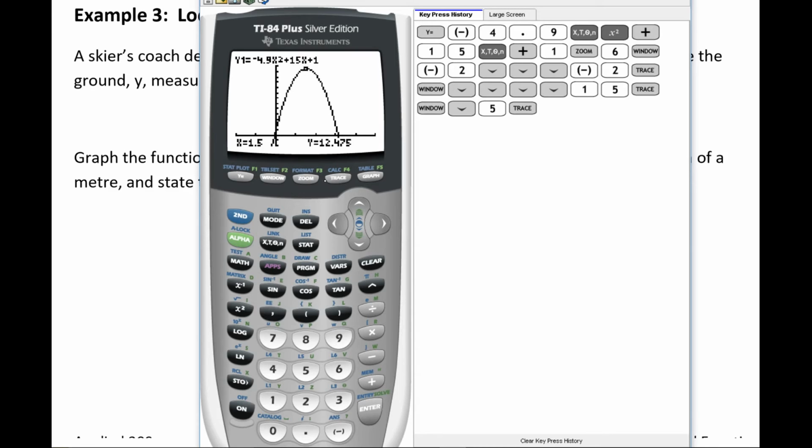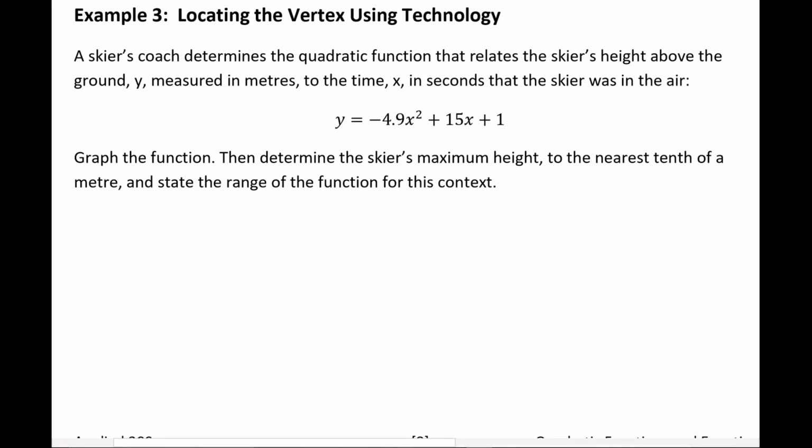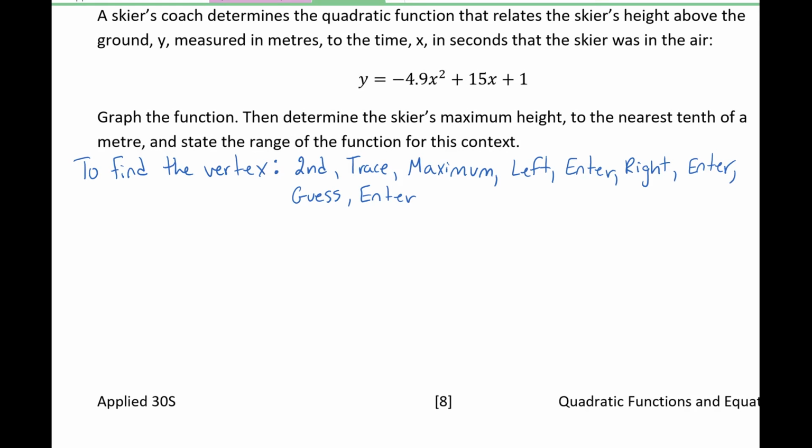Okay, so how do we get what's going on here? So let's just write something down. We're going to write down the rules for finding the vertex because I've kind of talked you through that already, and then we'll give it a try. Okay, let's go back to the notes. So you go to second, trace, in this case maximum. Is it maximum every time? No, depends on the graph. Let's write or minimum, depending on the graph you're looking at. Okay, and then you're going to go left bound, enter, right bound, enter, guess, enter, and you should get your vertex. Let's try it out.